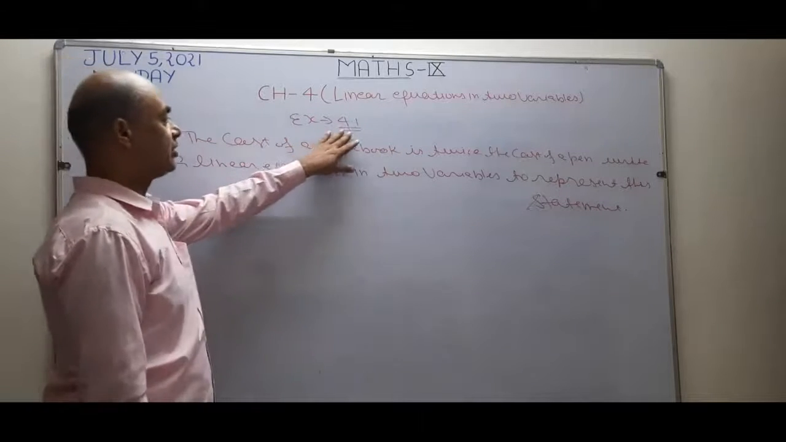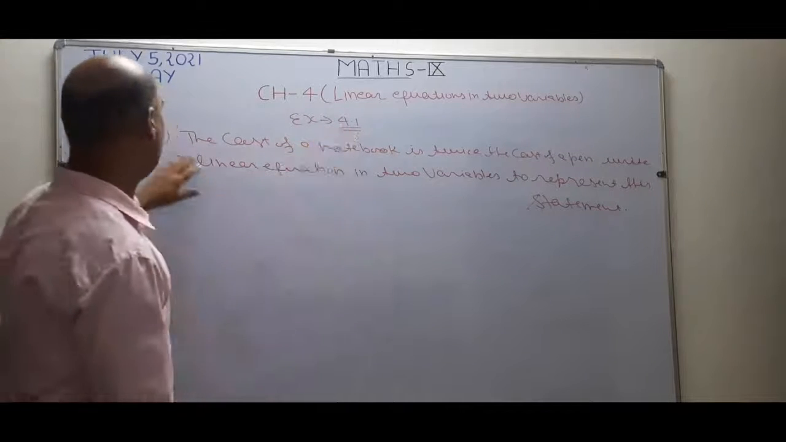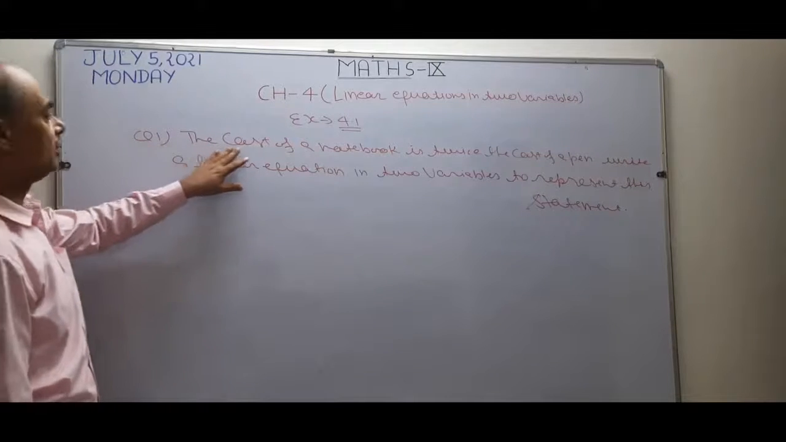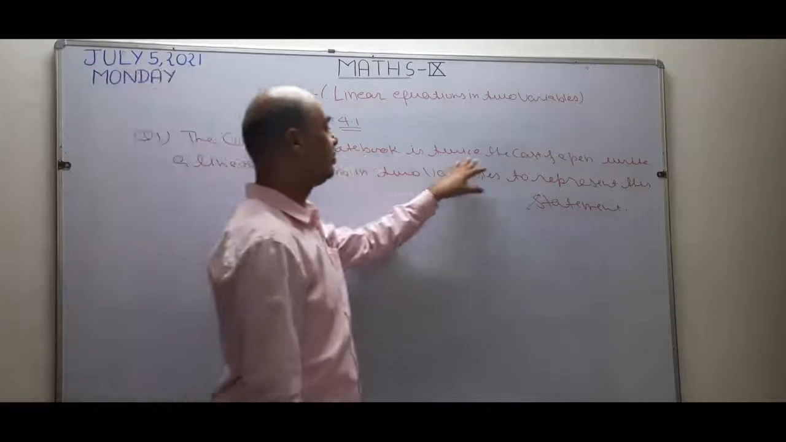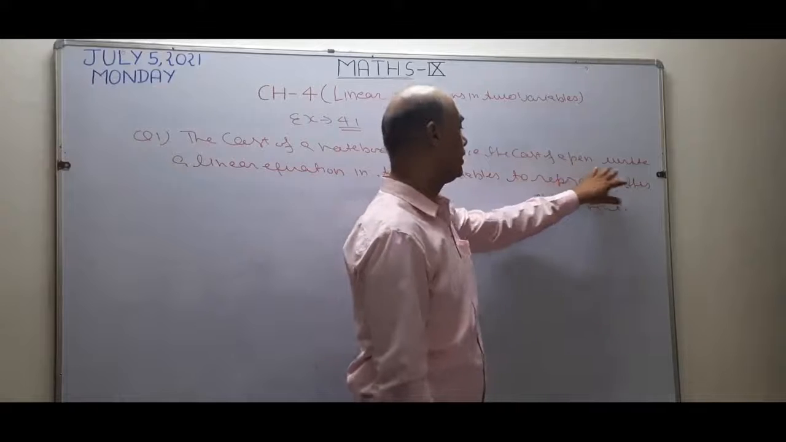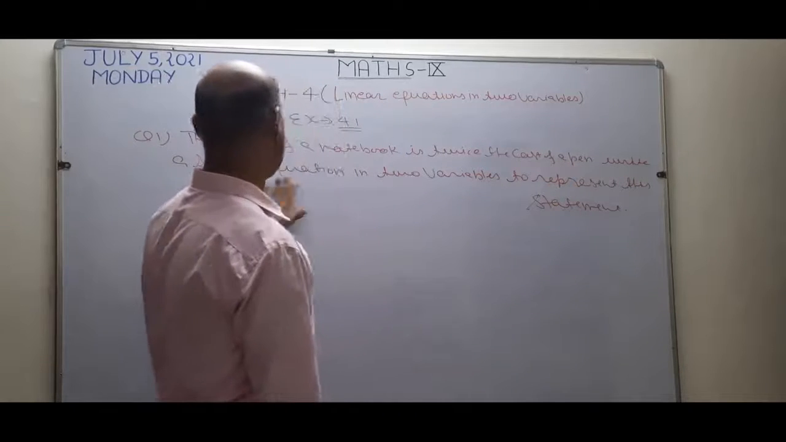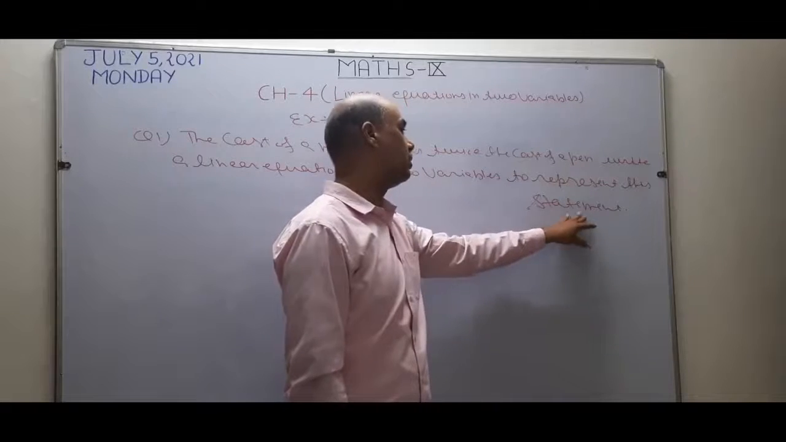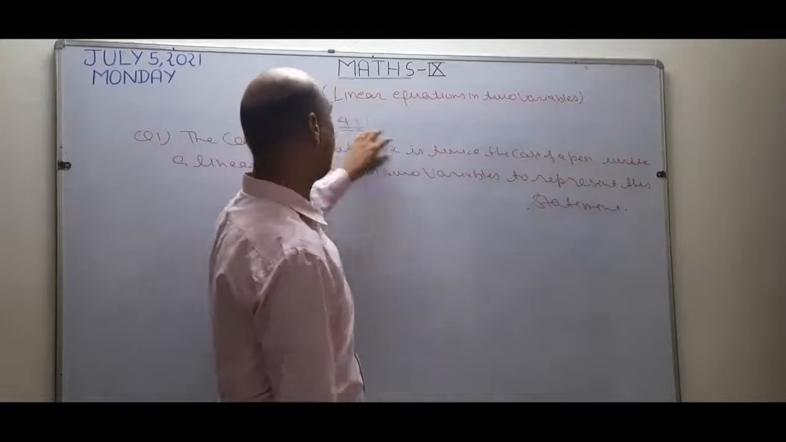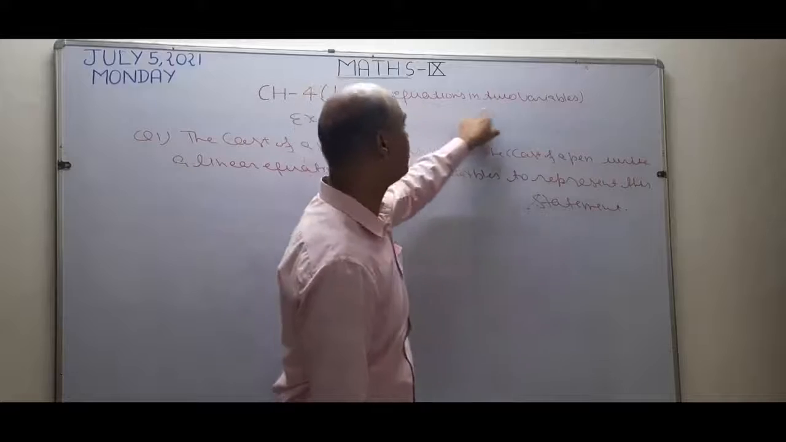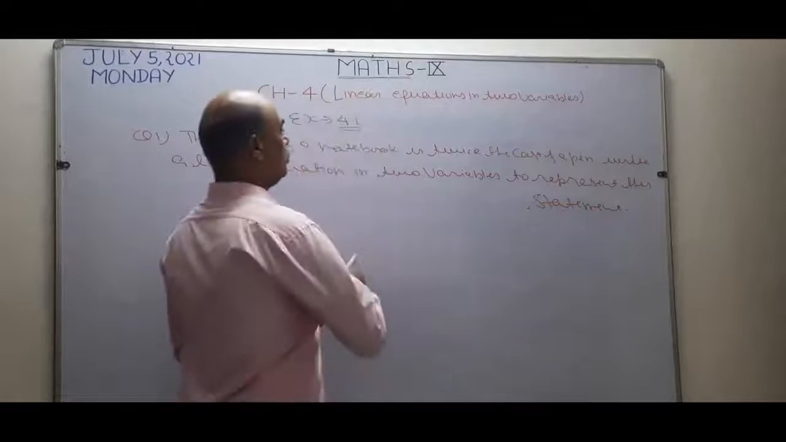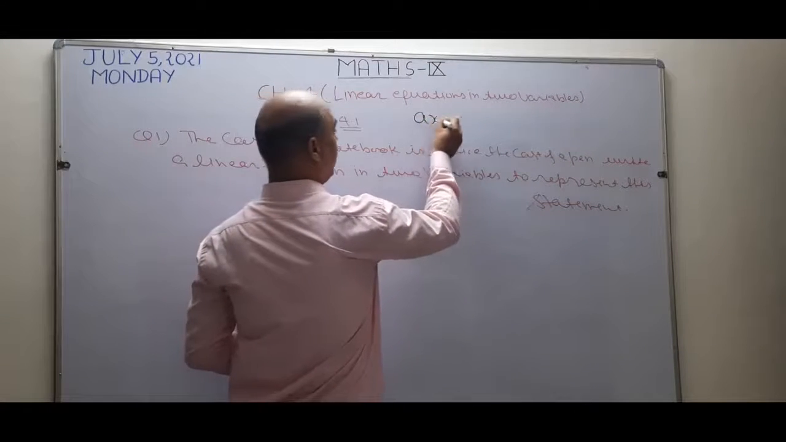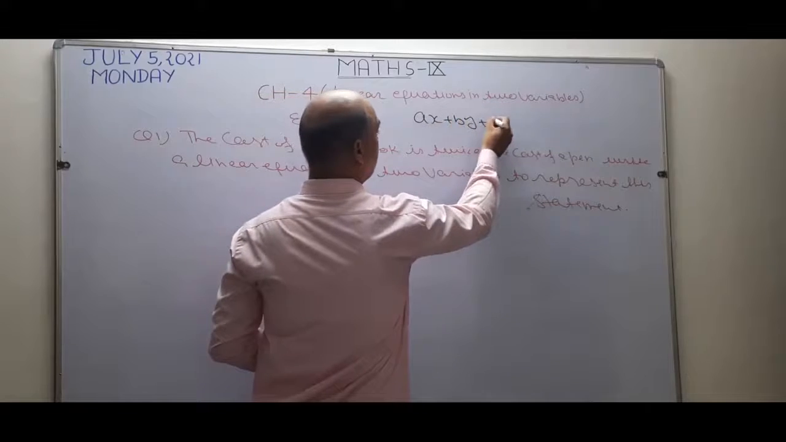Now I want to start exercise 4.1. First question. See what is given. The cost of a notebook is twice the cost of a pen. Write the linear equation in two variables to represent this situation. I want to represent this statement in the form of a linear equation in two variables. As you know, the standard form of a linear equation is ax plus by plus c equal to 0.